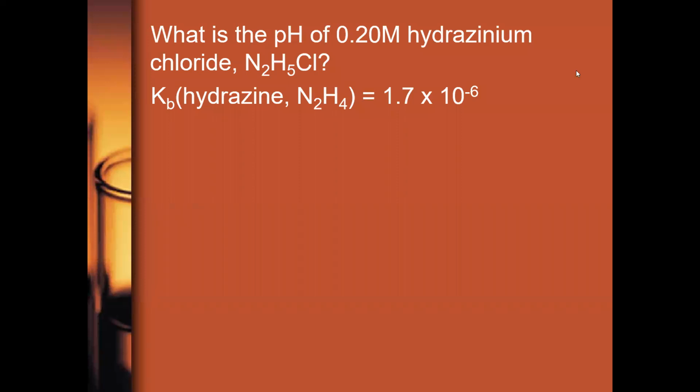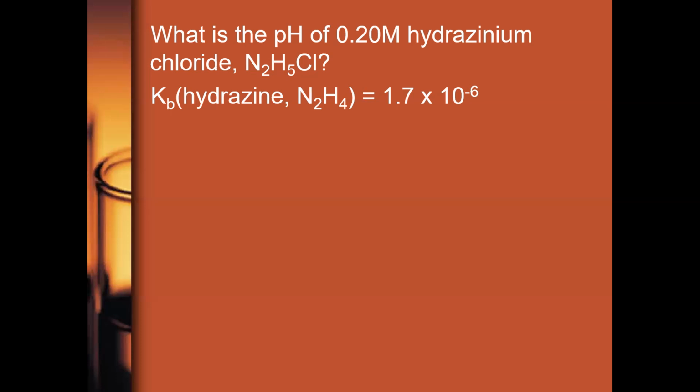All right, let's look at another problem. Here it wants to know what's the pH of a 0.20 molar hydrazinium chloride, which it gives you the formula for, N2H5Cl. And then it would give you a Ka or Kb value to go off of. Here it tells us that our Kb value for hydrazine, which is N2H4, is equal to 1.7 times 10 to the negative 6.